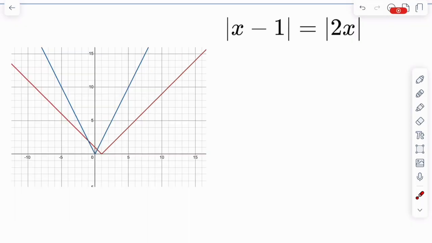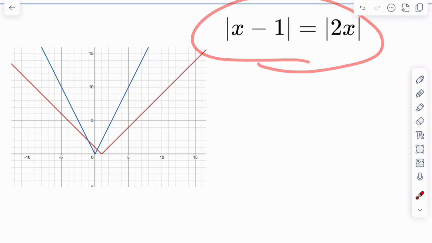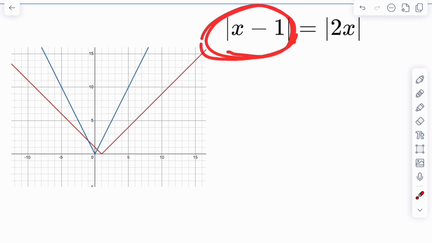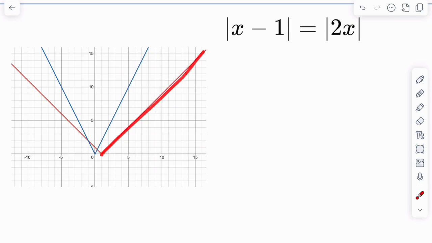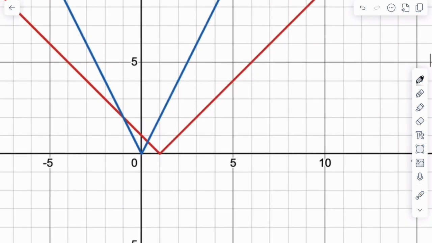Now what happens if we get an equation like this, and it wants us to solve the modulus of x minus 1 is equal to the modulus of 2x? What do we do? One way to go about it is to draw the graphs, and that's what we've done here. As you can see, we've got the modulus of x minus 1 here, and we've got the modulus of 2x over here. And so we've also got two intersection points, over here and over here.